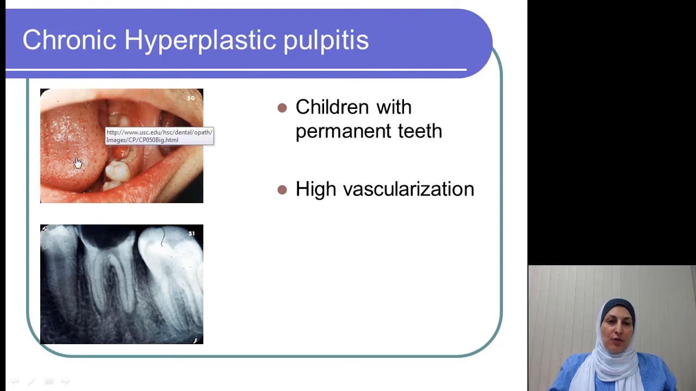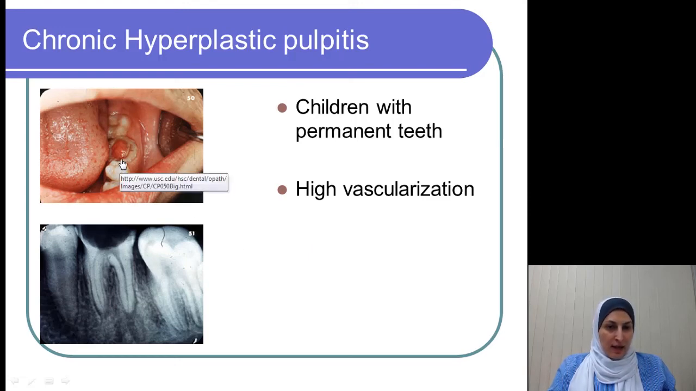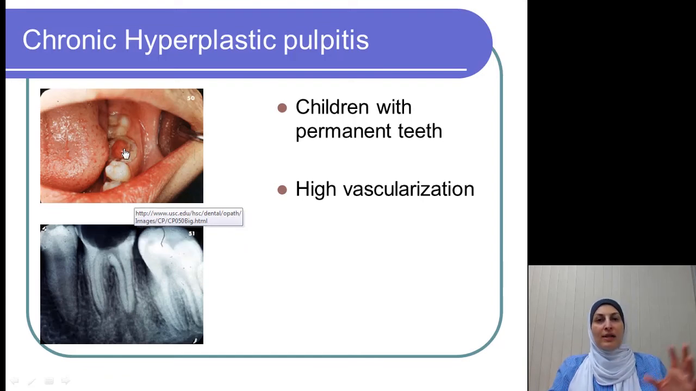This is a special case of chronic irreversible pulpitis, where the child is young and there is lots of blood supply to the area and the tooth is badly broken. So all of these criteria must be present for a pulp polyp to form: rich blood supply and massive destruction in the tooth structure that would allow the pulp to grow.